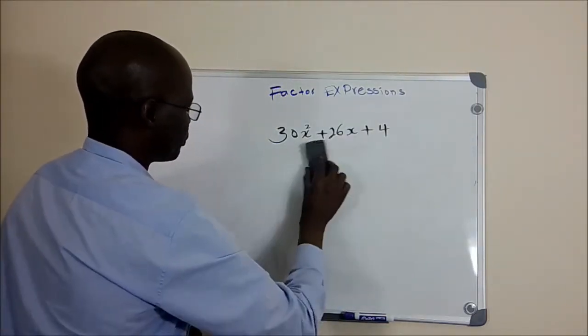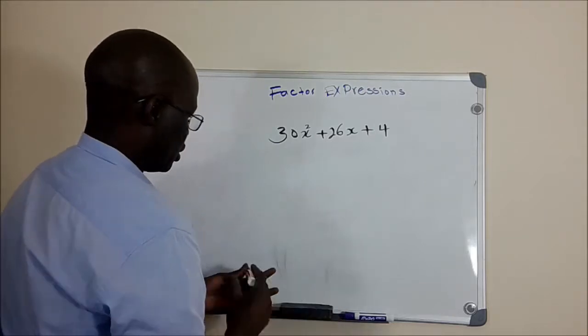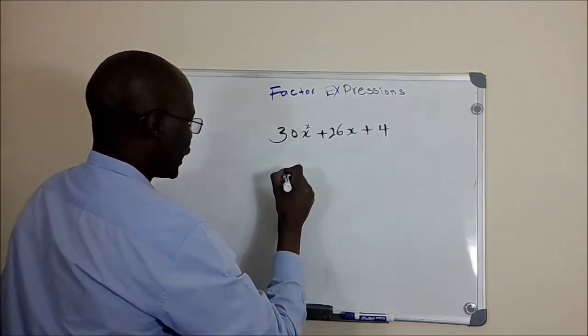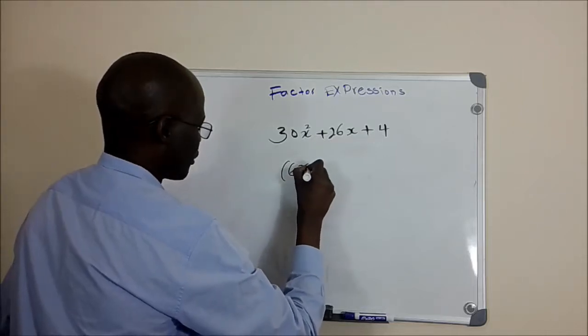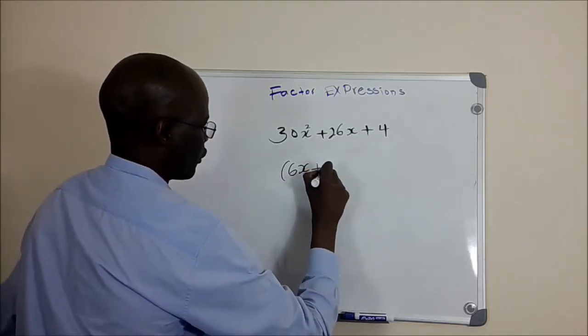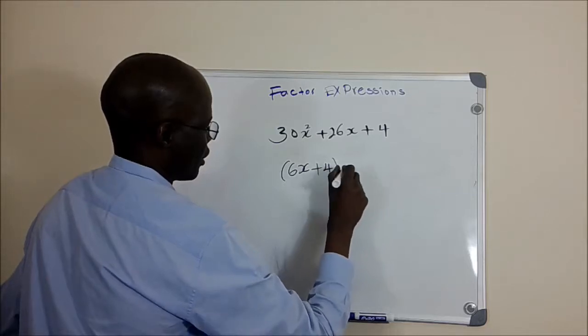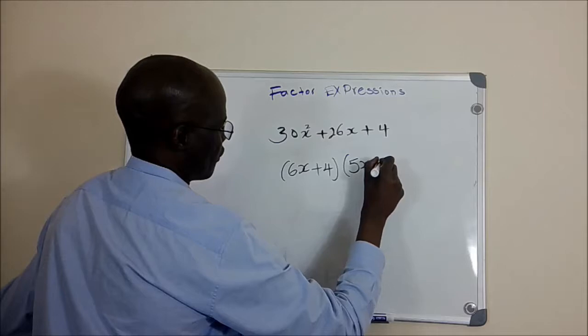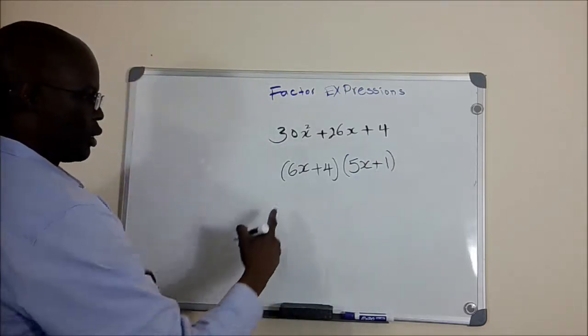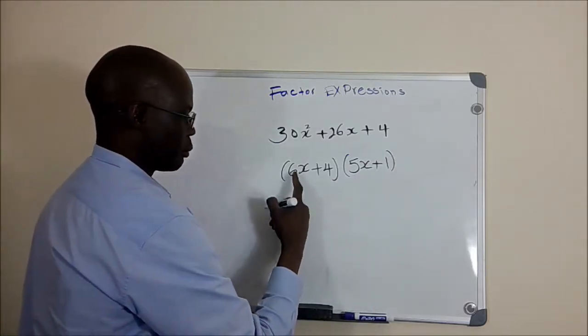So to check if we have it right, it should be 6x plus 4, 5x plus 1. To make sure we got it right.